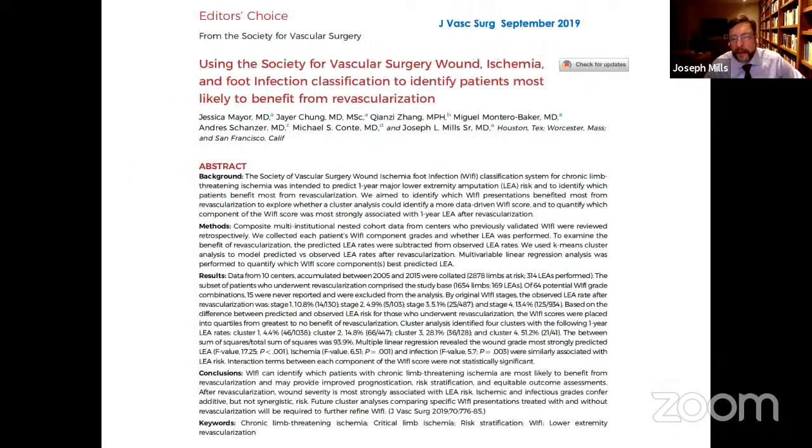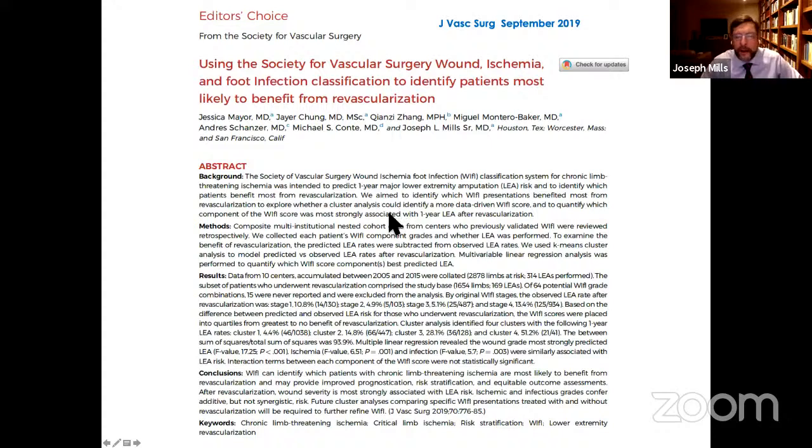This I'm going to skip over because it's a little complicated, but what we did, there was a second part of the Wi-Fi curve, which I didn't show you, was predicted benefit of revascularization. So we predicted that patients with larger wounds or with moderate wounds that were complicated by infection that had moderate ischemia would benefit the most from revascularization, and that patients with small wounds with mild ischemia probably wouldn't need it. So we took data from 10 different centers.